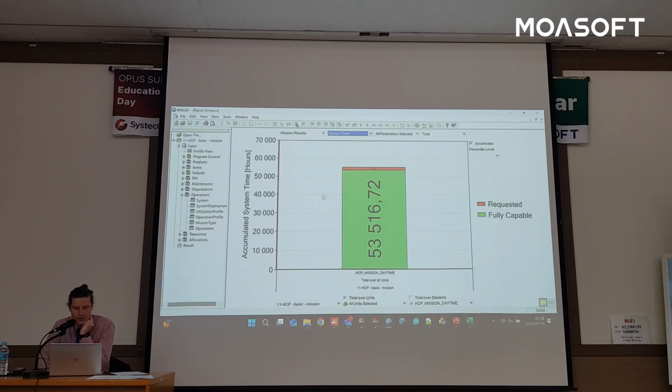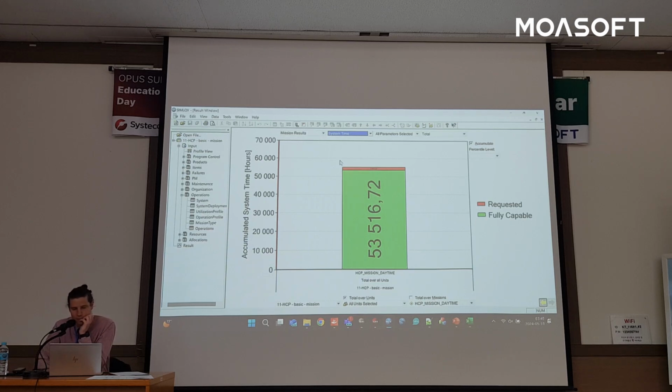It's not changing the scale of it, so it's easier when I move here now. So you see, system time is around 55,000 hours, but the mission time is only 27,000. That's because this is the actual count of how many systems are operating simultaneously. So when we request 2, which we do, it will be double the amount of system time compared to mission time. That's the difference between mission and system time.